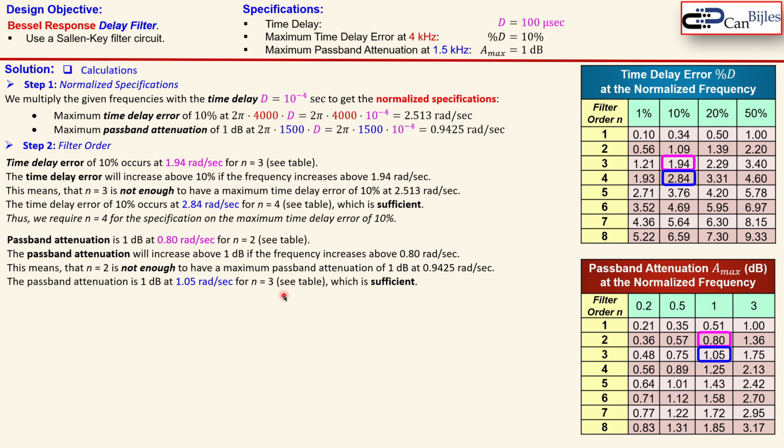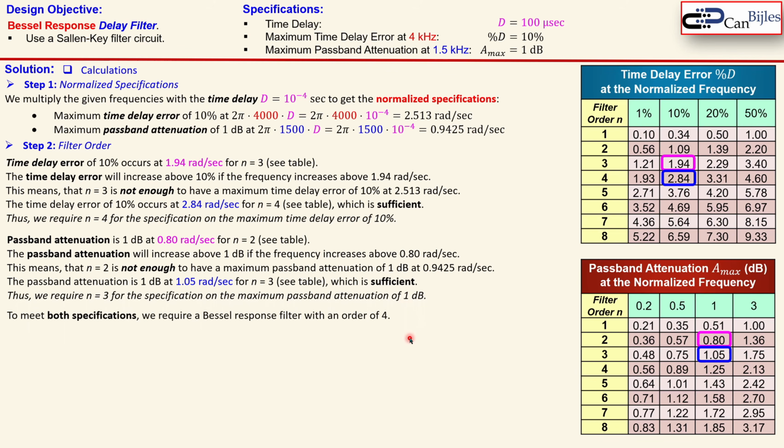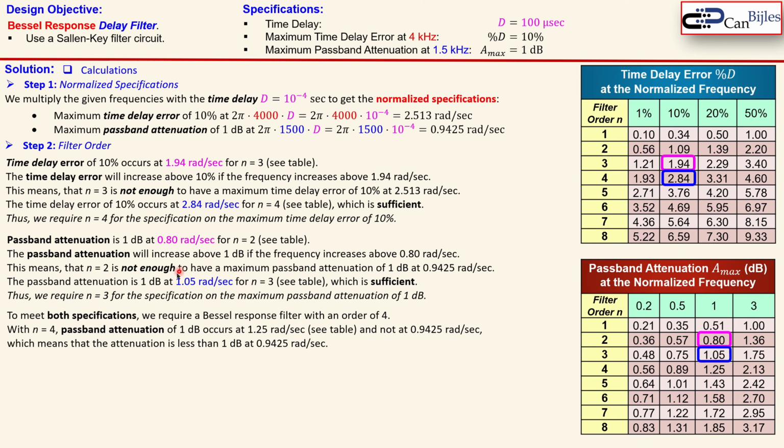So how do we then design this filter? Now of course, in order to meet both specifications, you need to have a fourth order, because otherwise you will not meet these specifications here. So to meet both specifications, we require a Bessel response filter, which is a fourth order filter. Okay, that means we will get more attenuation than required here. That is because we take it one order higher. Okay, that's also what we see here.